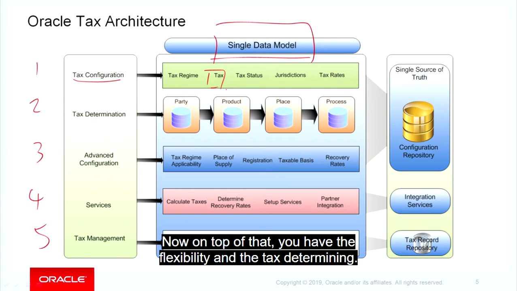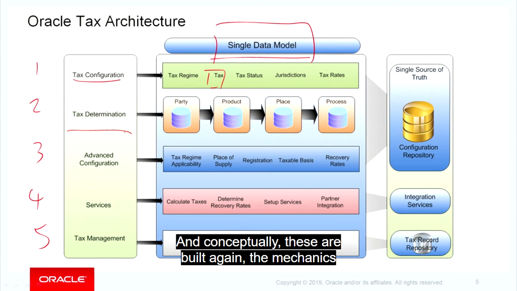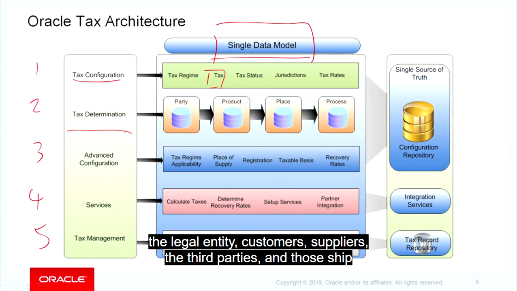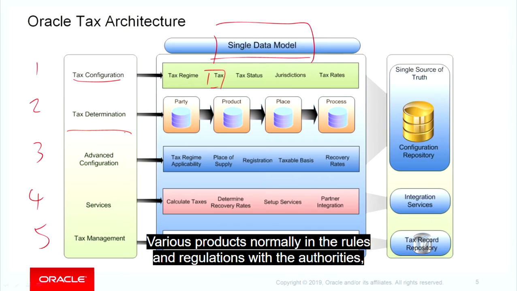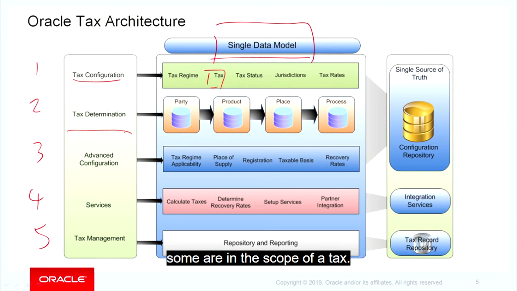Now on top of that, you have the flexibility in the tax determining. The mechanics are a little bit more tricky, but conceptually it's built into these 4 Ps. Party, be that the first party, i.e. your company, the legal entity, customers, suppliers, the third parties, and those ship to, bill to sites. Products: in the rules and regulations of the authorities, some products are in the scope of a tax, some are outside the scope, some are 0 rated.